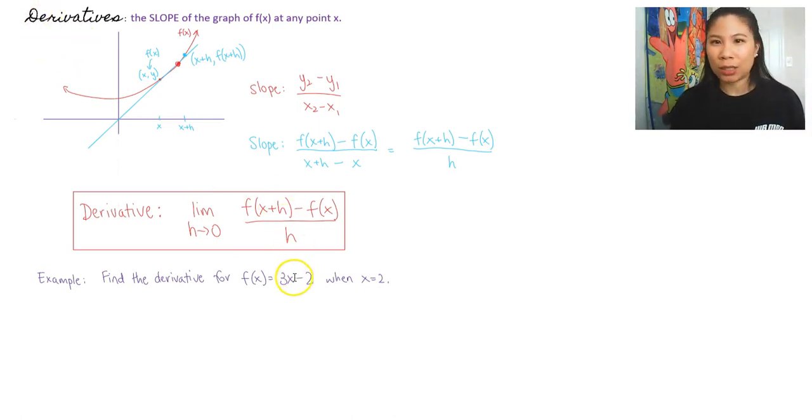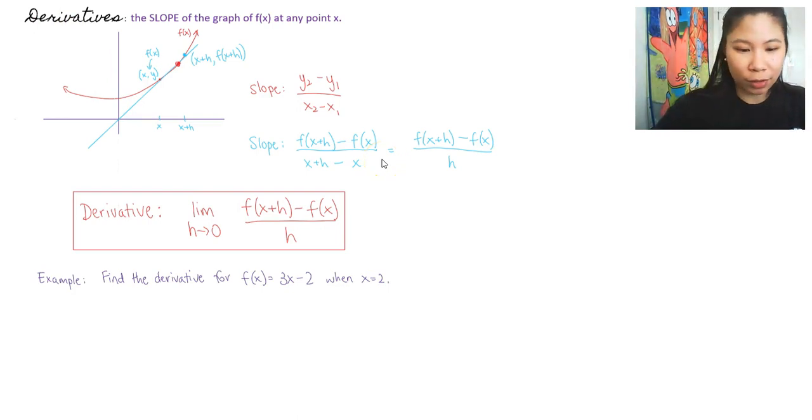3x minus 2 is just the equation of a line. If we have an equation of a line, the slope is the same throughout this line. The slope of this line should be 3. So that means when I look at x equals 2, I should be getting a slope of 3. So we're going to use our definition of the derivative to find the limit as h approaches 0.